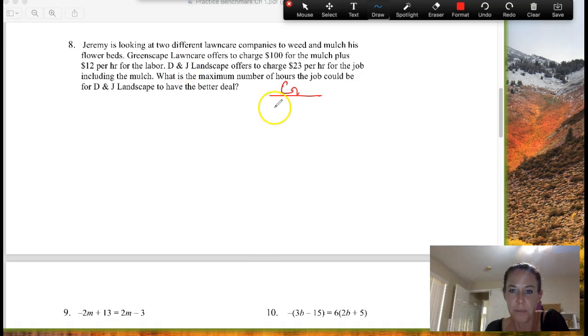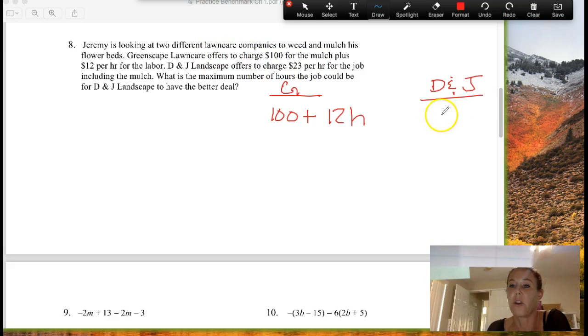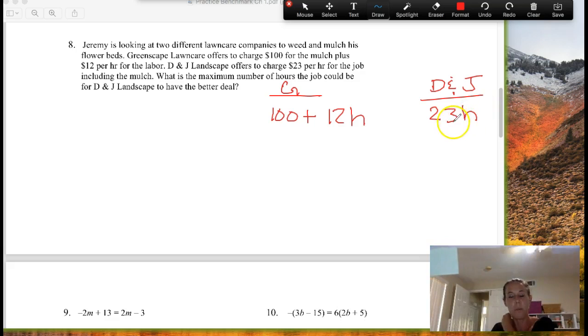This is their deal. $100 for the mulch straight up plus $12 an hour for labor. So plus $12 per hour. H will stand for how many hours it is. Now D and J Landscape, over here, these guys offer to charge $23 per hour, so times the number of hours for the job, including the mulch. So they don't charge that extra $100 for the mulch, but they have a higher rate per hour.